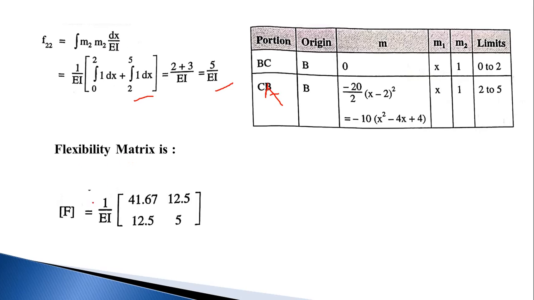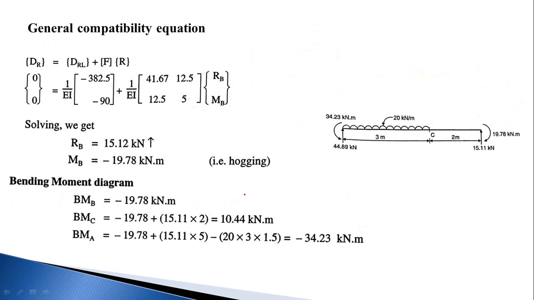The flexibility matrix becomes F1 upon EI, taking the constant outside of the bracket. F11 is 41.62, F12 is 12.5, F21 is 12.5 and F22 is 5. This is the flexibility matrix.